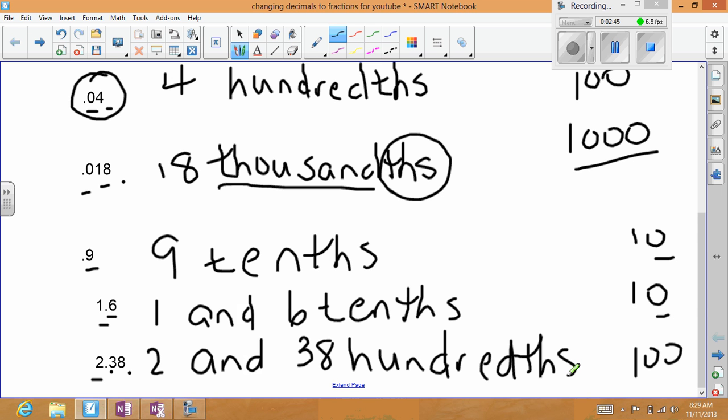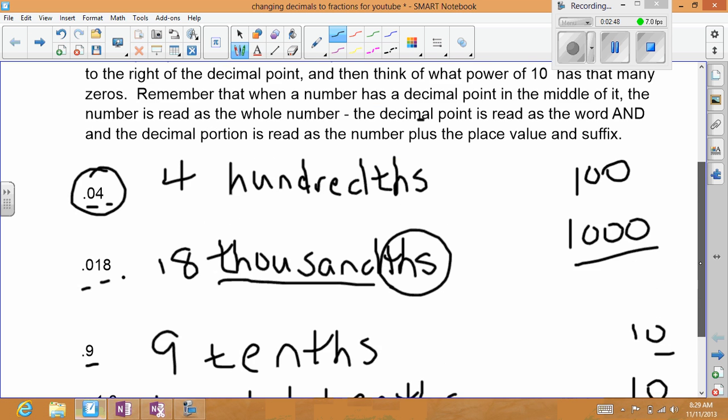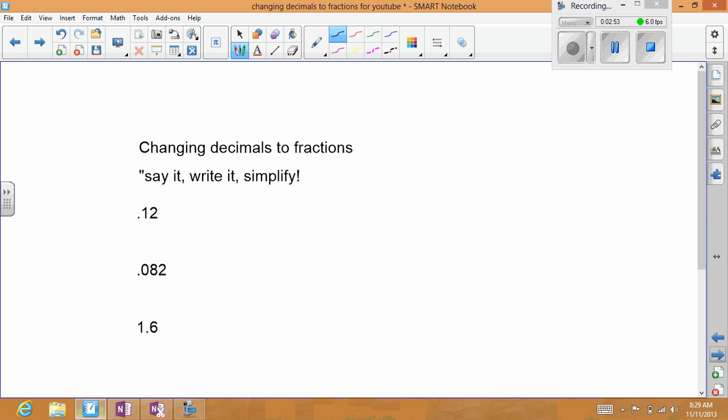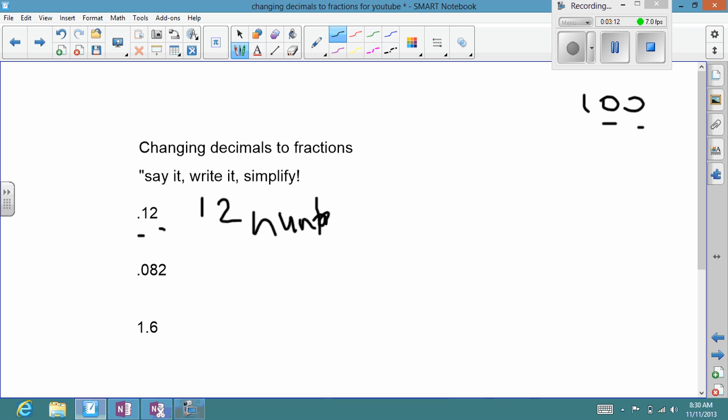So that's how you read decimal numbers. And the reason that I'm including that with this lesson is because the only thing you need to do in order to change a decimal to a fraction is to say it, write it, simplify. So first one, I've got 12, so I'm going to say it, 12, and I've got 2 places, so 2 places, that's hundredths, so I write 12 hundredths. That's what I say in my head. Now I write it, 12 hundredths. So that's the fractional equivalent of that.